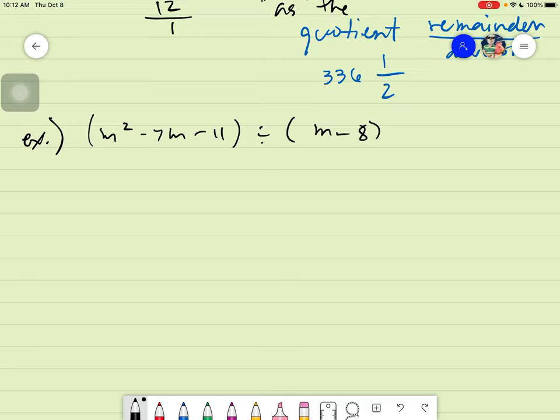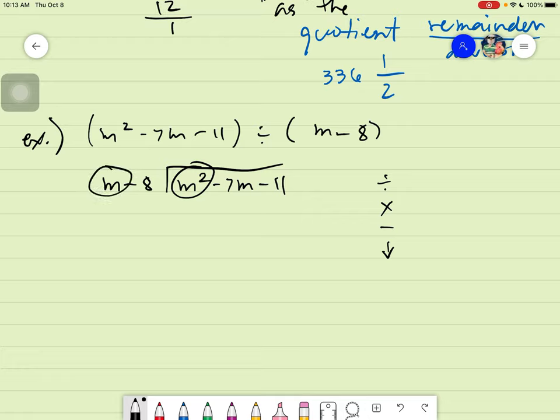So mangyari dyan, if I will try to write this down using the division algorithm or the long method, it will be m minus 8, and then the division bar or the division symbol pagdating sa long division, m squared minus 7m minus 11. So same process tayo: we divide, we multiply, we subtract, then we bring down. We divide which one? It's the first term divided by the first term always. Division po ng letters will go as this, law of exponents: m squared divided by m is equal to m to the 2 minus 1, kasi may 1 yan dyan, and the answer is just simply m.